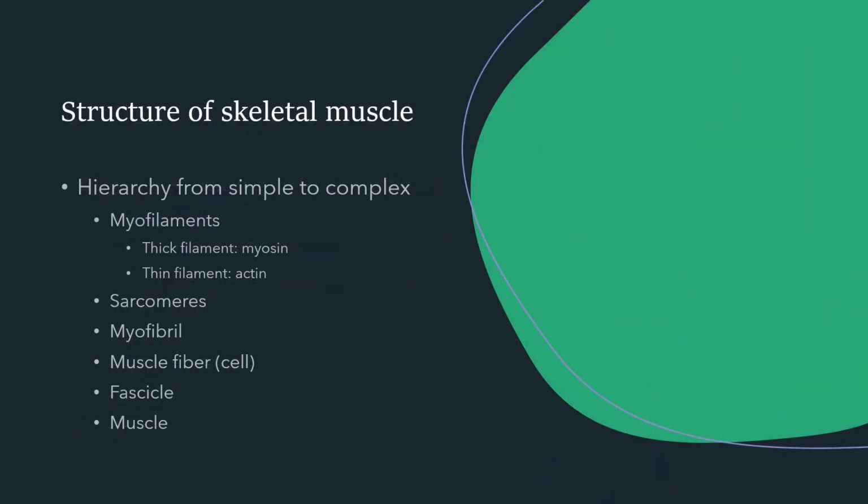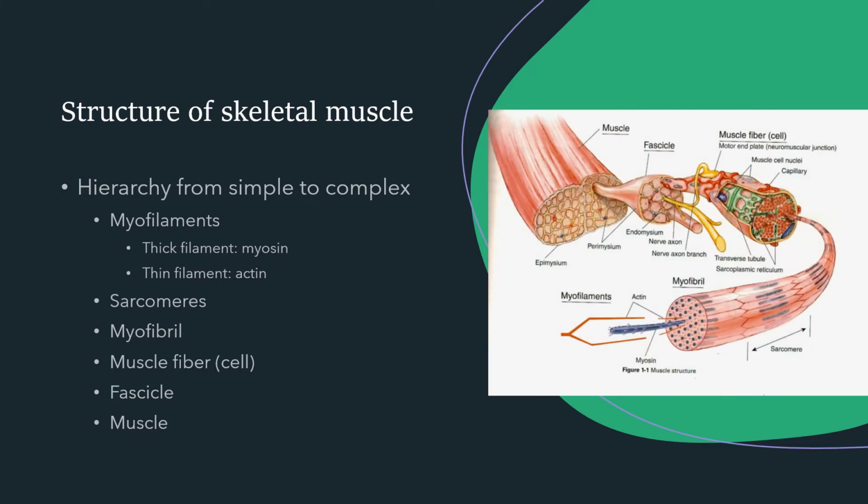Structure of skeletal muscle. The structure of skeletal muscle has a hierarchy that goes from simple to complex. The most basic structures are the myofilaments, and the myofilaments contain thick filaments such as myosin, and thin filaments such as actin.